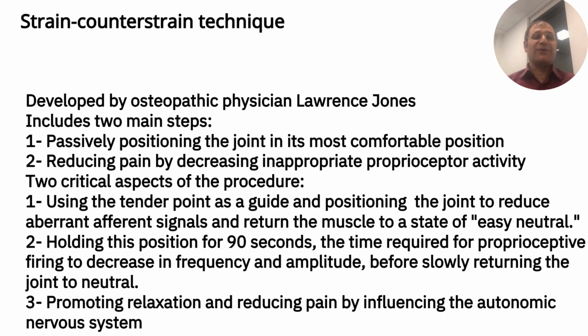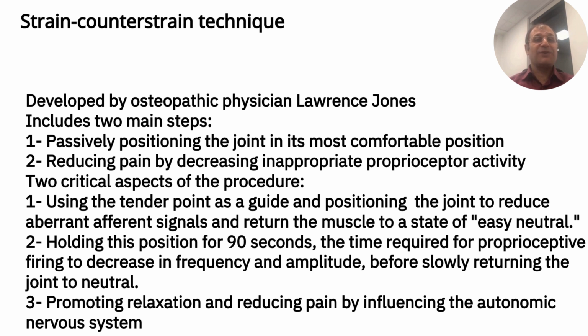The technique is thought to reset dysfunctional muscle spindle activity by placing the muscle in a shortened, relaxed position. This reduces the afferent input from the muscle spindles to the central nervous system, thereby decreasing muscle tone and spasm. Two critical aspects of this procedure are: 1. Using the tender point as a guide, the practitioner positions the joint to reduce aberrant afferent signals and return the muscle to a state of easy neutral.